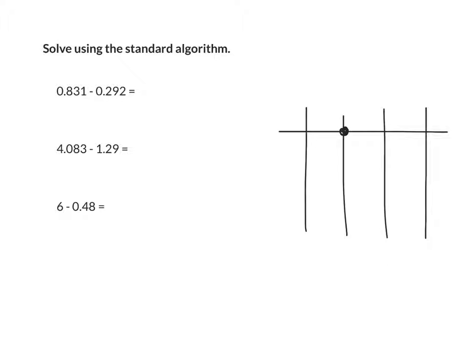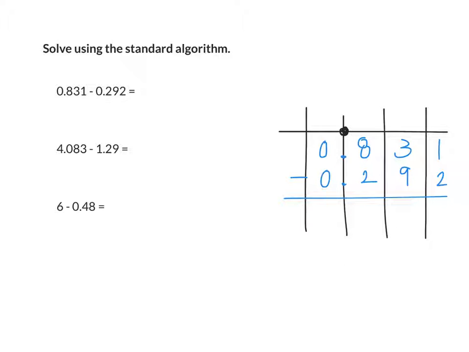Solve using the standard algorithm. I'm going to show you how using a place value chart just helps you line up place values with place values. Okay? We're going to do a couple on the place value chart and then we'll try some without. Let's try this first one. Copy the problem down. 831 thousandths minus 292 thousandths. What you need to do to write the standard algorithm is to write the numbers vertically, imagining that there was a place value chart, because that will help you line up the place values.